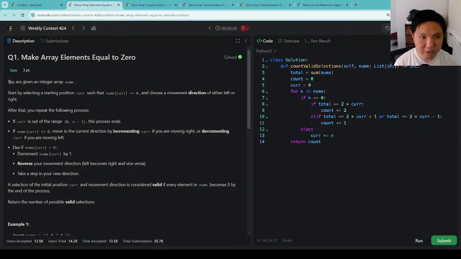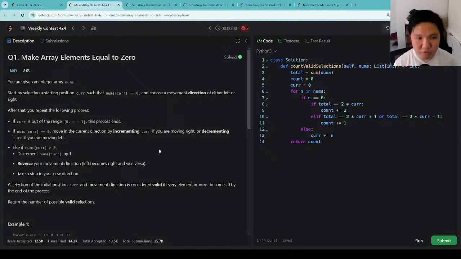So, question 1, you're given an integer array nums. Start by selecting a start position cur, such that nums[cur] is 0. Find a 0 within nums, and choose a direction, either left or right. After that, you can repeat the following process. If nums[cur] equals 0, move in the current direction by incrementing cur if you're going right, or decrementing.